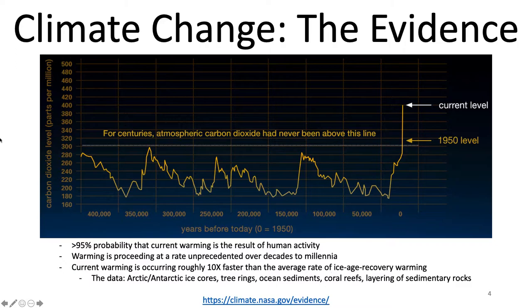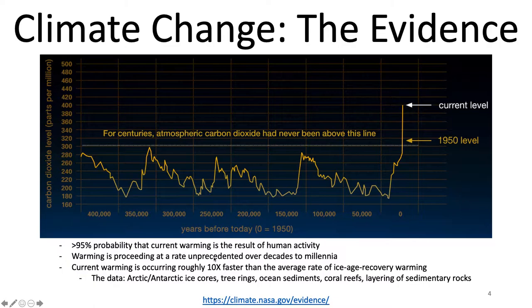So you do see periodic fluctuation, big, large fluctuation in carbon dioxide levels, but they never went above this line until 1950. So there is a dramatic increase in carbon dioxide because of us that has never been seen historically for over decades to millennia before.